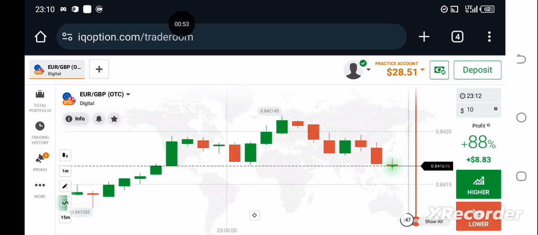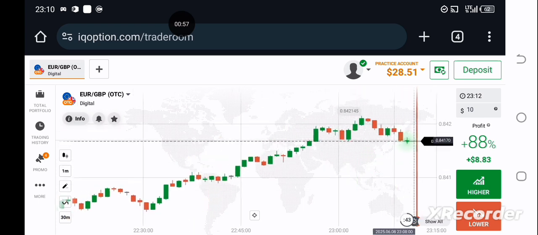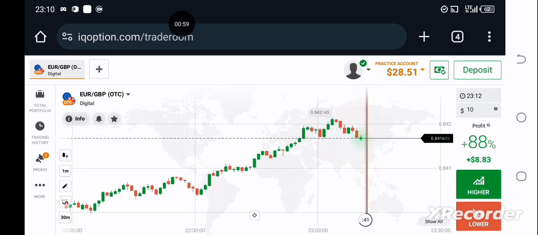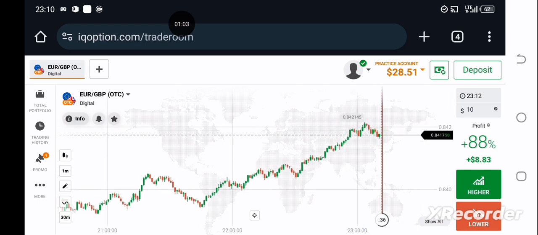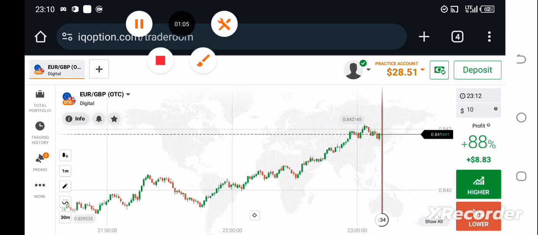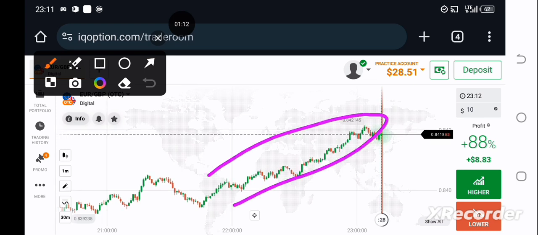You can buy when the market is going up. Like this is an uptrend. Let me zoom out. Okay, let me zoom in. If you look carefully, from here to this particular area, this is an uptrend. As this market is shooting up like this, you are not supposed to go against the trend. You are supposed to be buying.